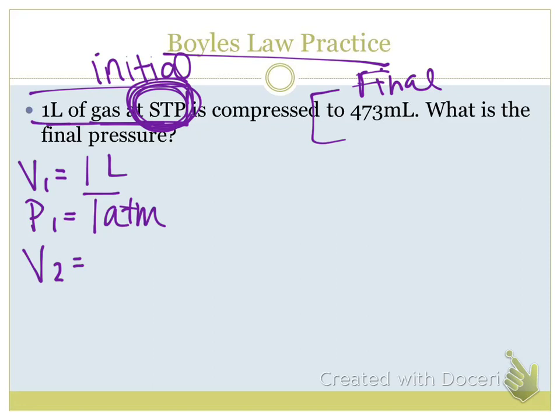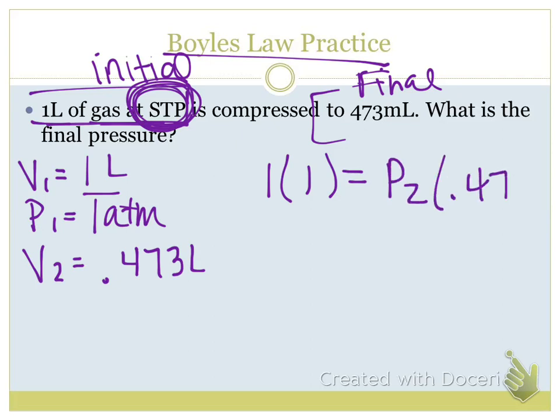So our easiest way is just going to be to convert that to liters. So how do we go from milliliters to liters? Do what to 1,000? Divide by 1,000. So it would become 0.473 liters. Okay, then when I set that up, I would take 1 times 1 equals P2 times 0.473.